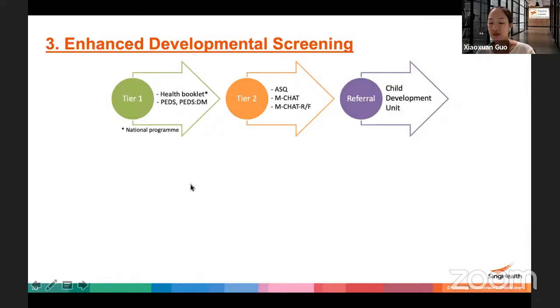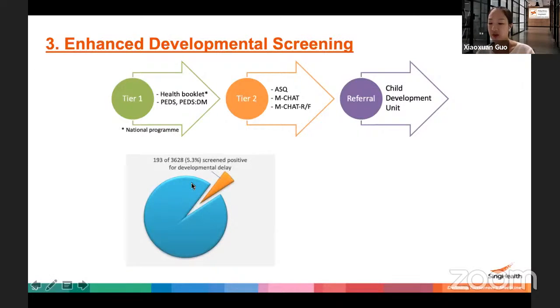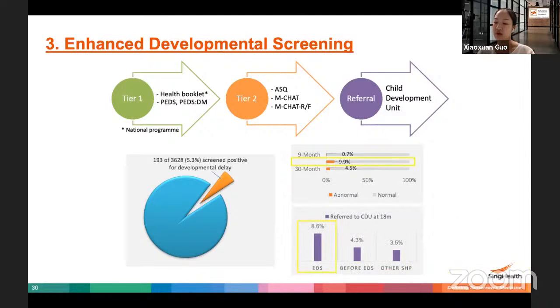A total of 3,628 children have come through this enhanced program so far, with 5.3% of them screening positive for developmental delays across all 3 time points. Our interim analysis shows that the yield is the highest at the 18-month touchpoint at 10%. And among the 18-month-olds, the referral rate was twice more with this new screening program when compared to our clinic's referral rate before implementing this program, and also twice more compared to other polyclinics without this program.